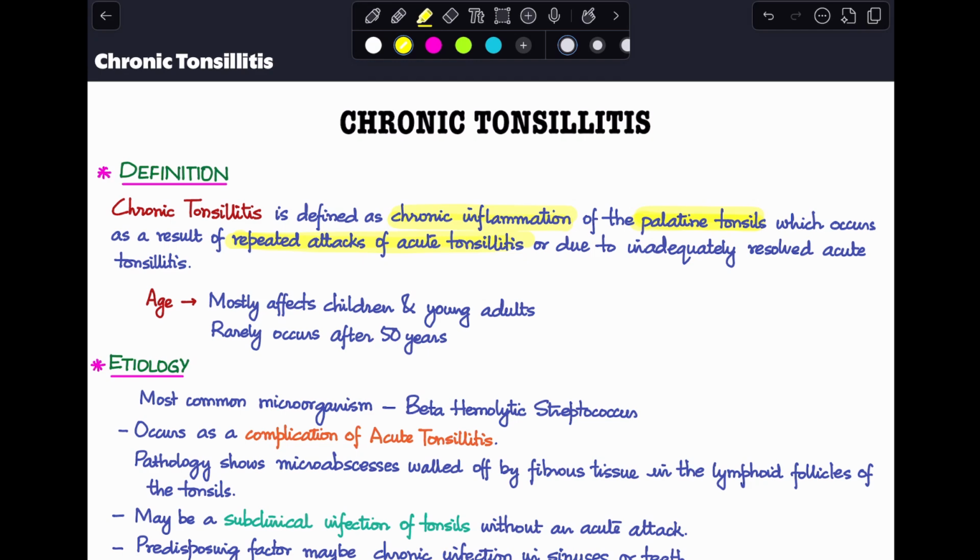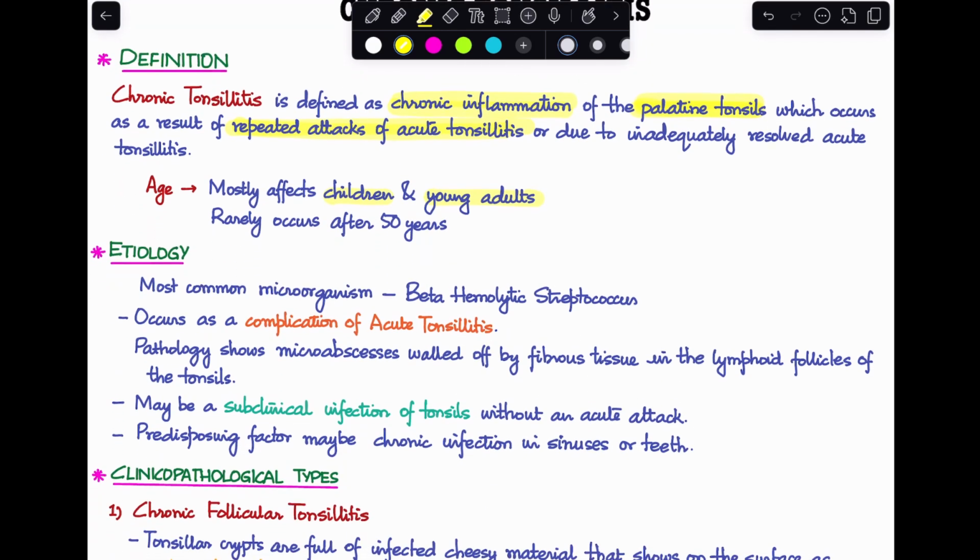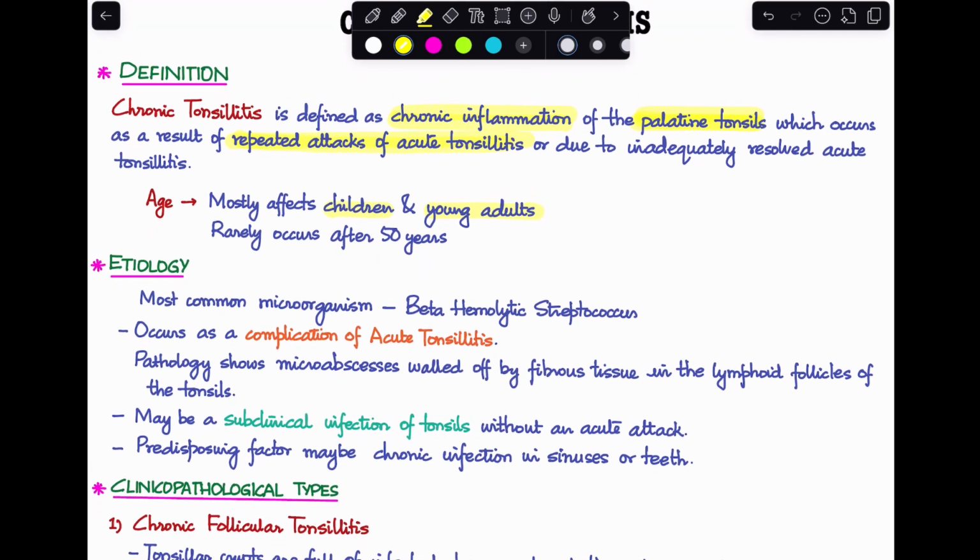Now, this condition mostly affects children as well as young adults, and it is very rare after the age of 50 years. Now, coming to the cause of chronic tonsillitis, the most common organism, which is the same as that of acute tonsillitis, is the beta hemolytic streptococcus. This is very important. This is the most common organism involved in the causation of chronic tonsillitis.